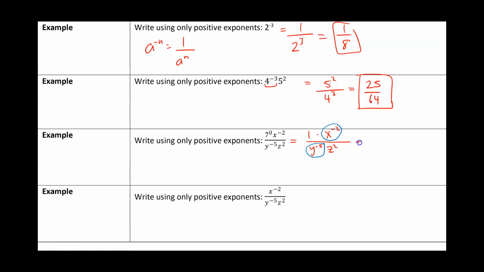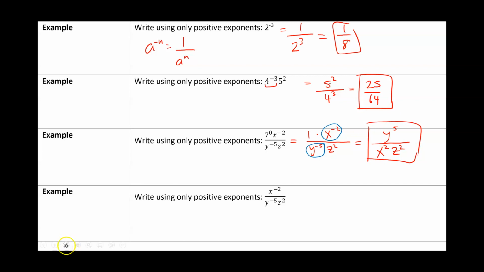Remember that anytime we have a negative exponent, that term is going to move to the other side and become positive. So the x to the negative second goes to the denominator and becomes positive. The y to the negative fifth goes to the numerator and becomes positive. So to make an exponent positive, you always flip it to the other side, and then the z squared stays where it's at. So this is going to be your final answer.